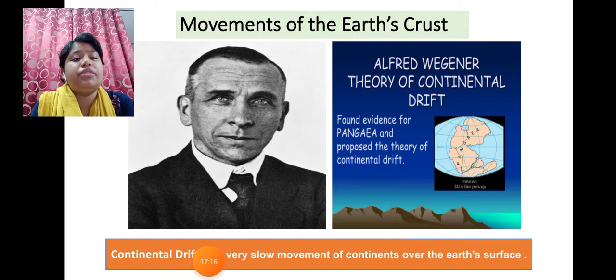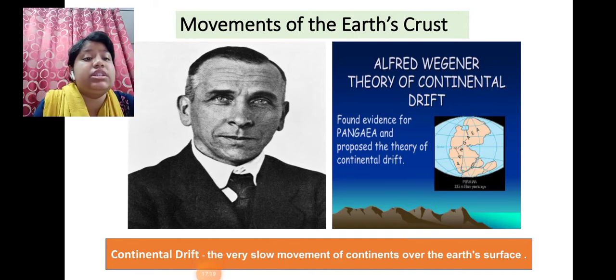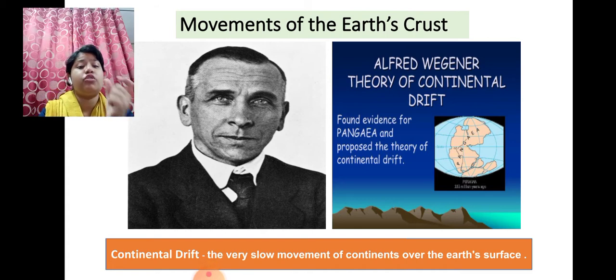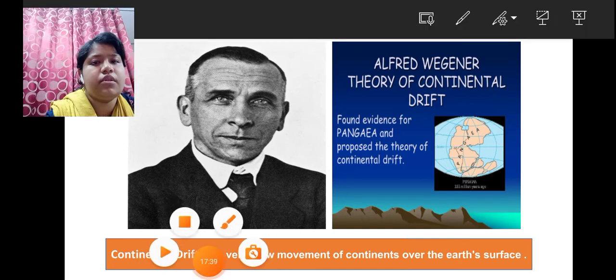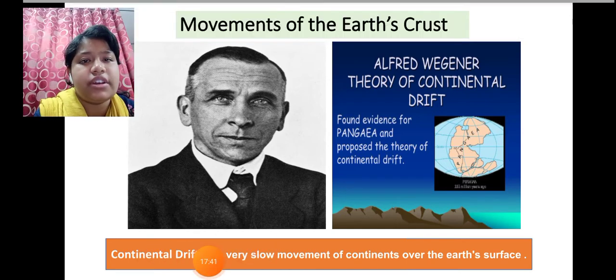So next we have movement of the earth's crust. Here is a theory, continental drift. The very slow movement of continents over the earth's surface is known as continental drift. This theory was explained by Alfred Wegener. He found evidence for Pangea and proposed the theory of continental drift. Now we will study this continental drift.